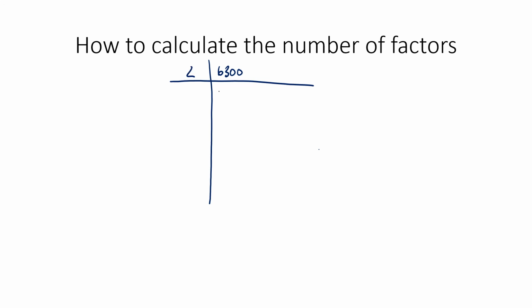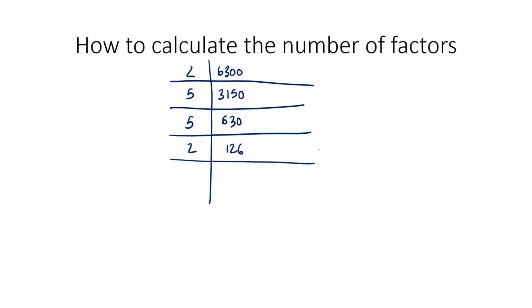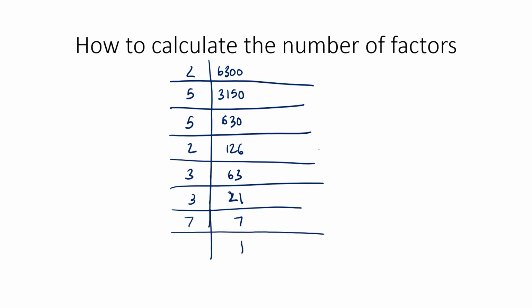Now let's make our prime factorization table. 2, 3, 1, 5, 0. Let's take 5. I get 630. Let's take 5 once again. I get 126. It goes by 2. 63. 3. 21. Let's take 3 again. 7. You can always stop here. You still have the same answer. Or if you would like, you can get 7 back here and make it 1.